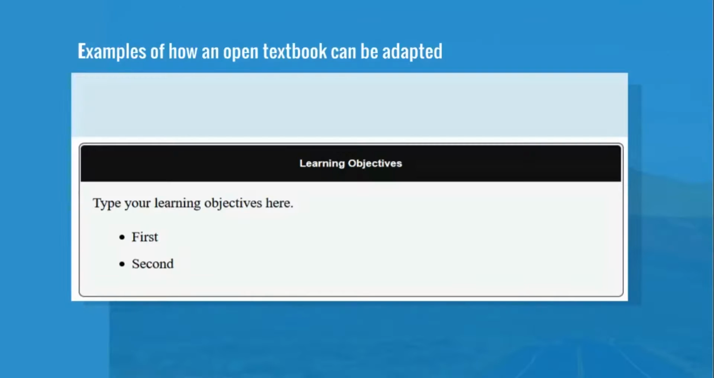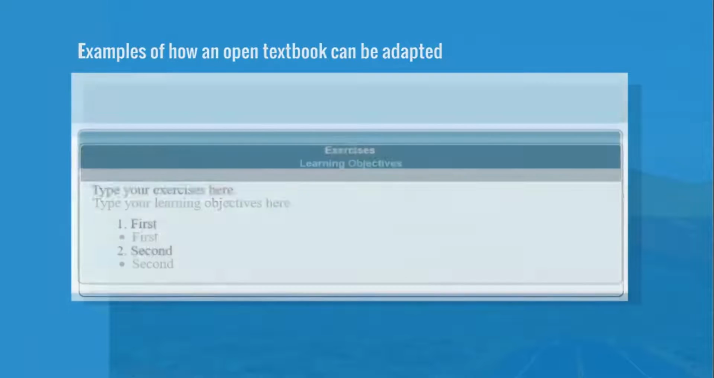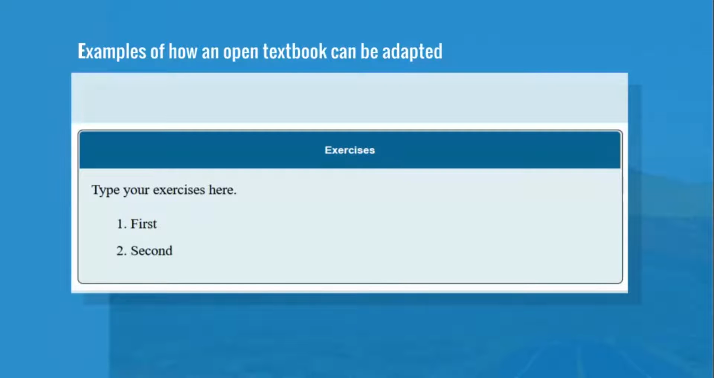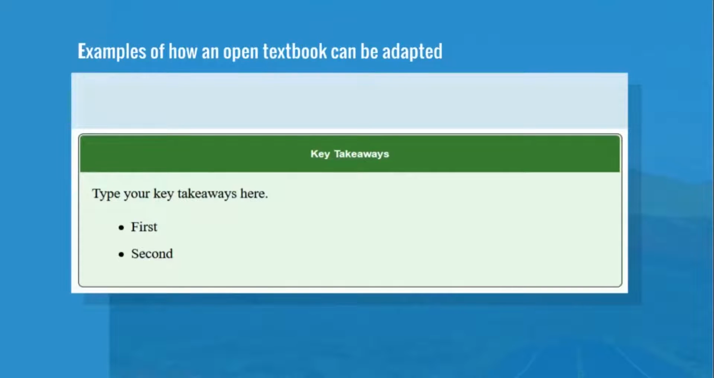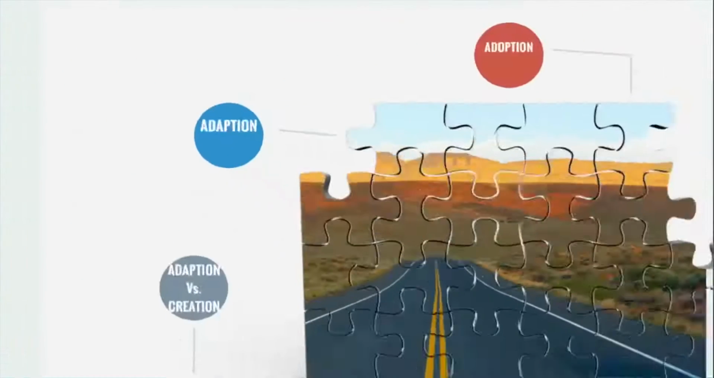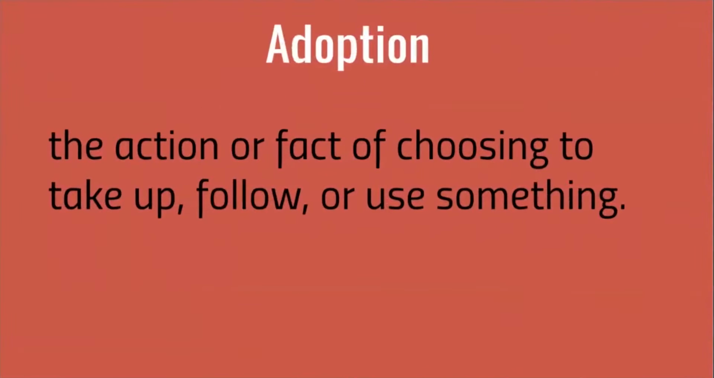Now let us discuss some examples of how an open textbook can be adapted. In this example, you can clearly see that the author has added learning objectives to the already existing content. In this example, exercises are added. And in this case, the summary is added. Now, we'll discuss what is adoption. Adoption is the action or fact of choosing to take up, follow, or use something.